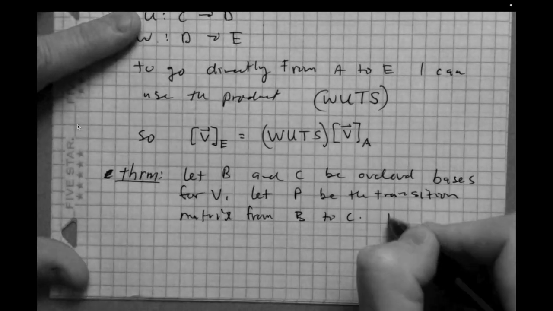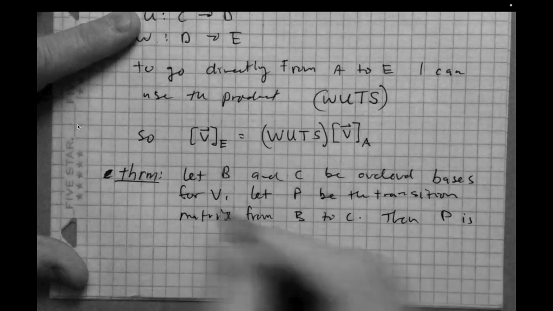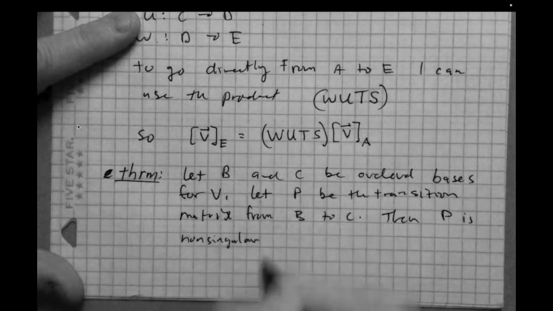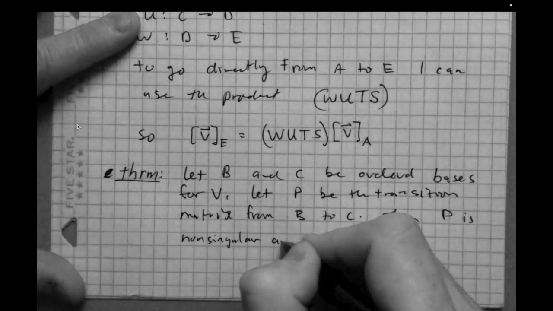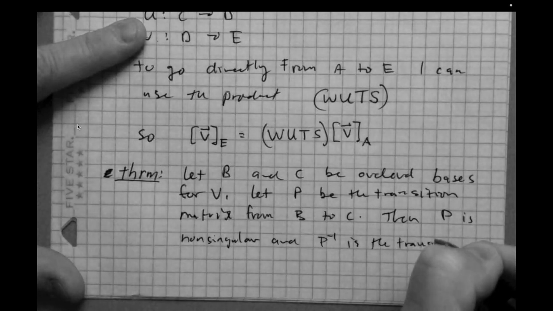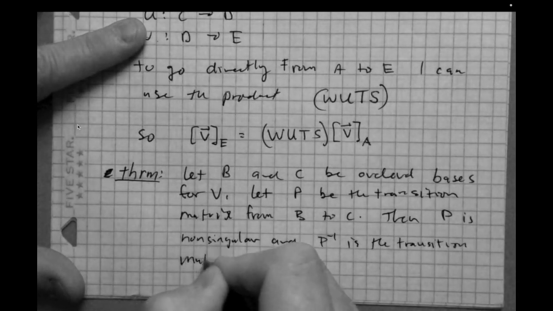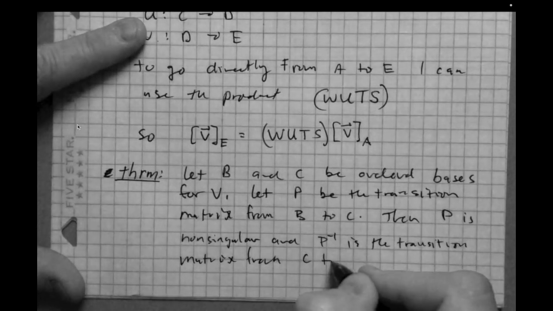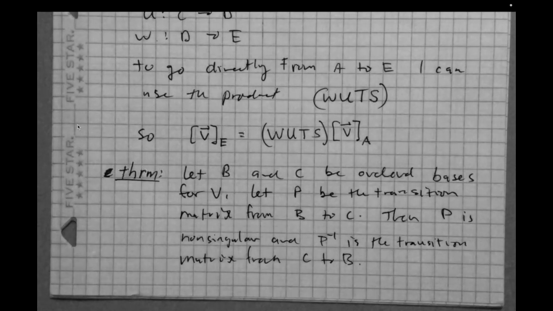Okay. Then P is, here's the word that'll really clue you off, non-singular, and P inverse is the transition matrix from C to B. So if I've got a transition matrix from B to C, it's definitely invertible, and its inverse is the transition matrix in the opposite direction.